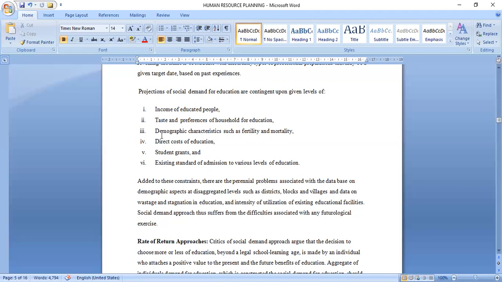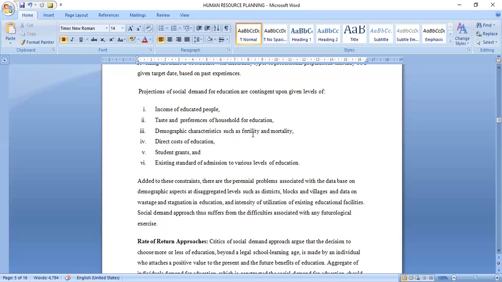Then also we have to consider, as we are carrying out the educational planning, in order for us to plan for our human resources, demographic characteristics such as fertility and mortality. With fertility, of course, in Africa we have high fertility rates. And the high fertility rates also correspond with the low education rates, right?